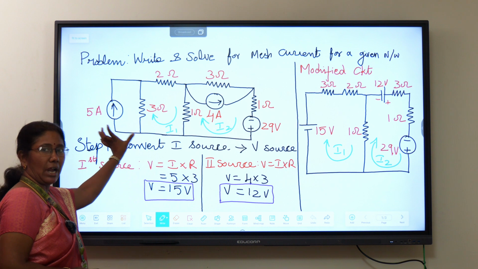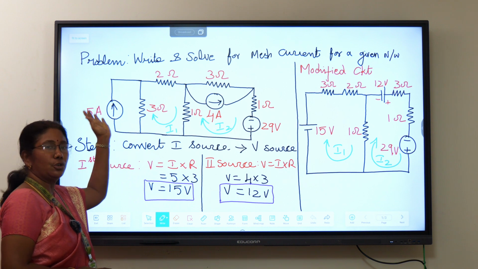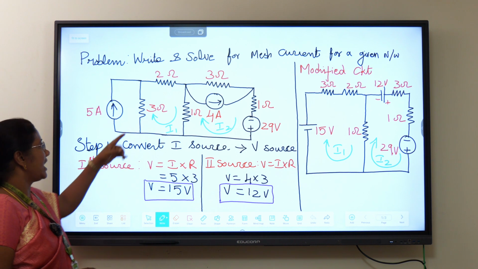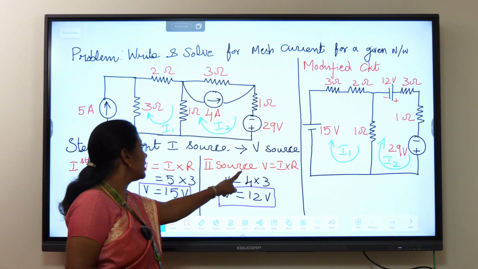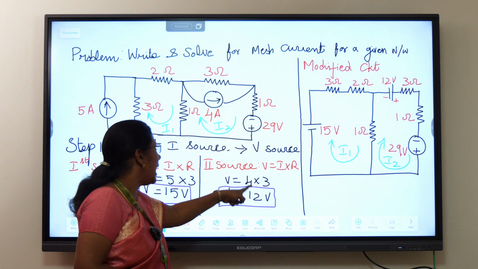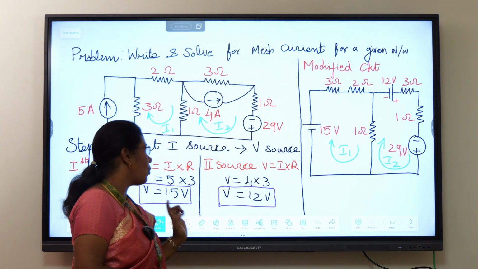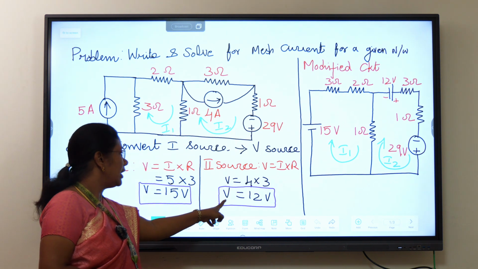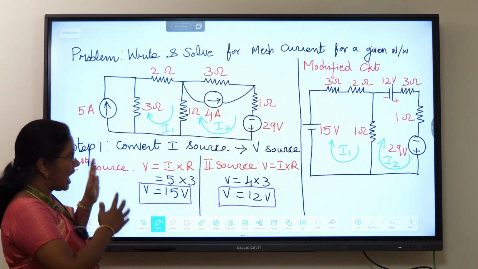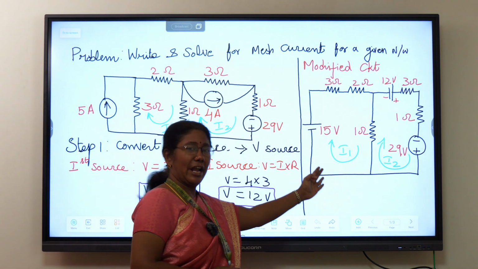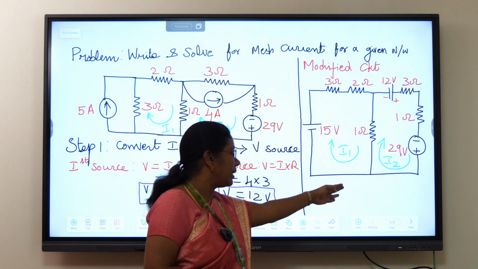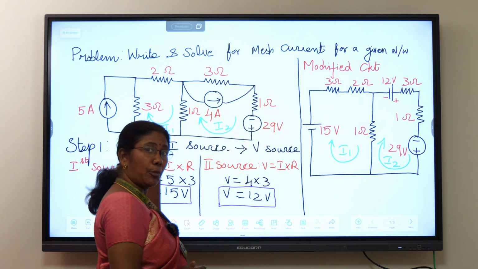So here we have converted this current source into a voltage source. Similarly, we convert the second current source into a voltage source. The second current source has a current of 4 amps and a resistance of 3 ohms, so we get 12 volts. Now we go for the modified circuit. This is the modified circuit from the problem given.